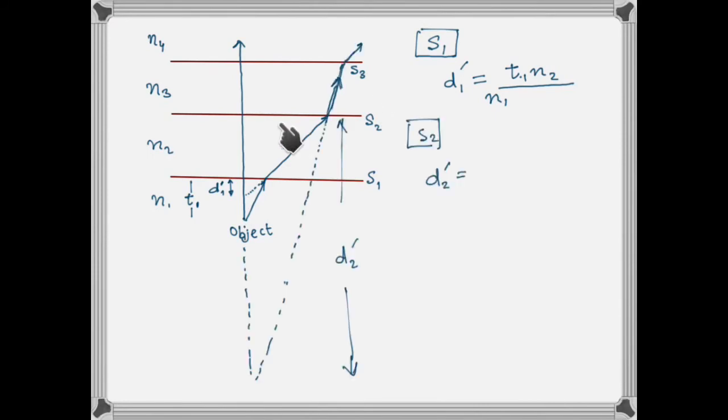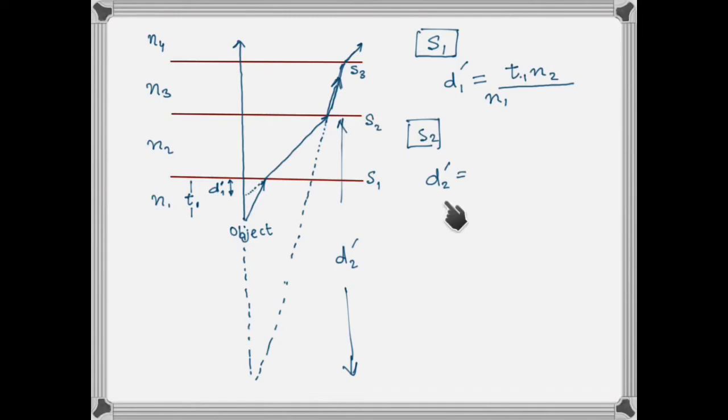Now for the S2 surface, light rays are striking like this. These are incident rays for S2. So the intersection point of incident rays, that happens to be the object. So this point is the object for S2. So I'm going to apply the refraction formula for the S2 surface.